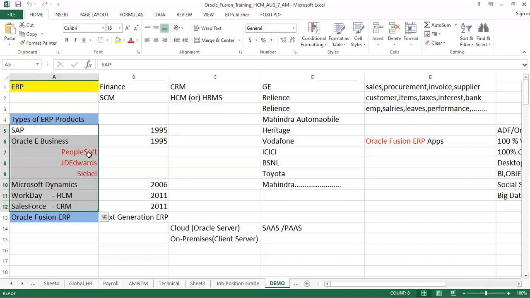Out of this, PeopleSoft, JD Edwards, and Siebel, all these three companies are merged with Oracle. So we don't have any PeopleSoft now, no JD Edwards, and no Siebel. All these three ERPs are merged with Oracle.